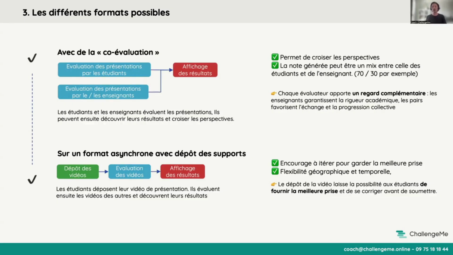And at the end, we can generate a combined grade from these 2 evaluations. So for example, we could say that the teacher's grade counts for 70% and the student's grade counts for 30% and so on. That way, their evaluation really matters. They really feel like they're not just giving feedback, but actually contributing to the evaluation like a teacher, and their assessment counts toward the final grade.